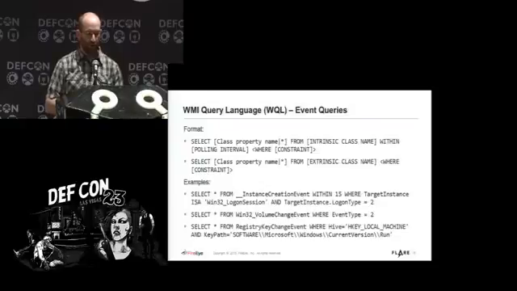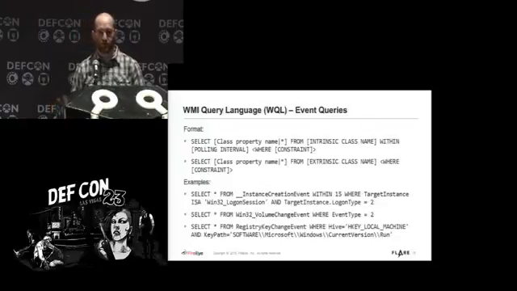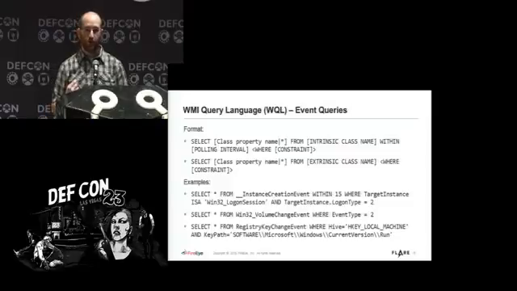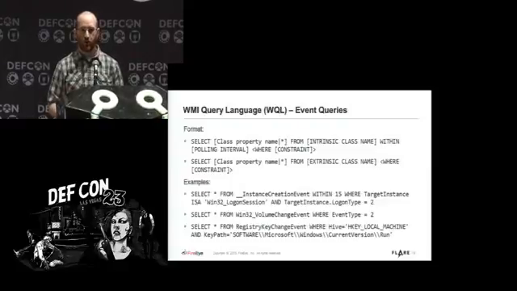Select star from Win32 volume change event where event type equals 2. This is an example of an extrinsic event, so this would fire immediately upon this event firing. What does this event do? Well, again, if you look up in MSDN, you would see that event type 2 refers to removable media. So you have something that would trigger, and then you could do something interesting based off that trigger whenever someone inserts a USB stick. All right?